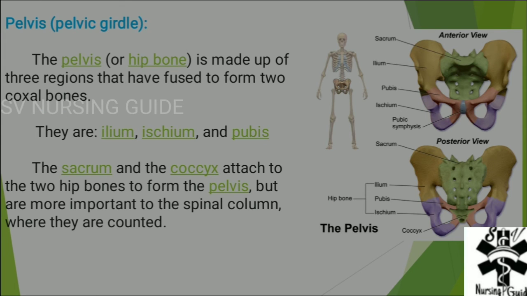Next, pelvis or pelvic girdle. The pelvis is made up of three regions: ilium, ischium and pubis. The sacrum and the coccyx attach to the two hip bones to form the pelvis, but are more important to the spinal column. So, that is where they are counted.